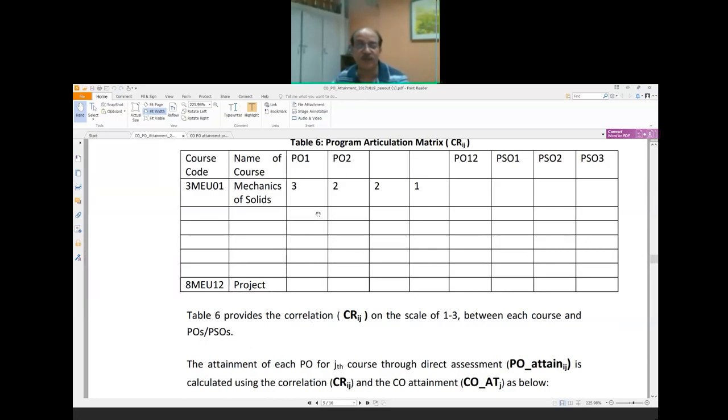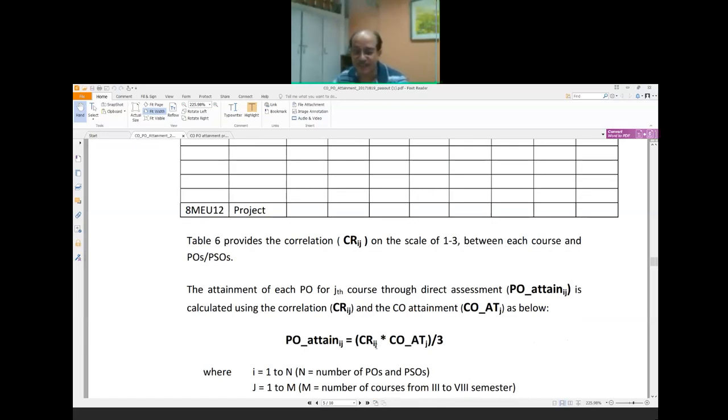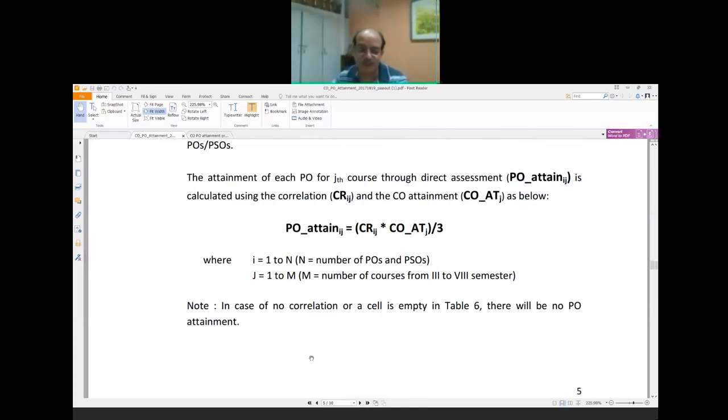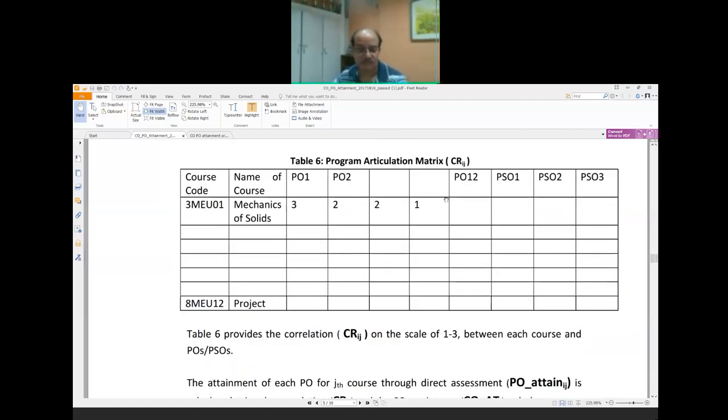And from there, this is what we see as a correlation between this PO1 and this particular course. Then we calculate the PO attainment corresponding to each of the courses by this simple formula, which I can apply to get this value, for i equal to 1 to n, j equal to 1 to n. Either you can think about making a computational model for this, or you can calculate it using a calculator, or any of the mechanisms which are there.